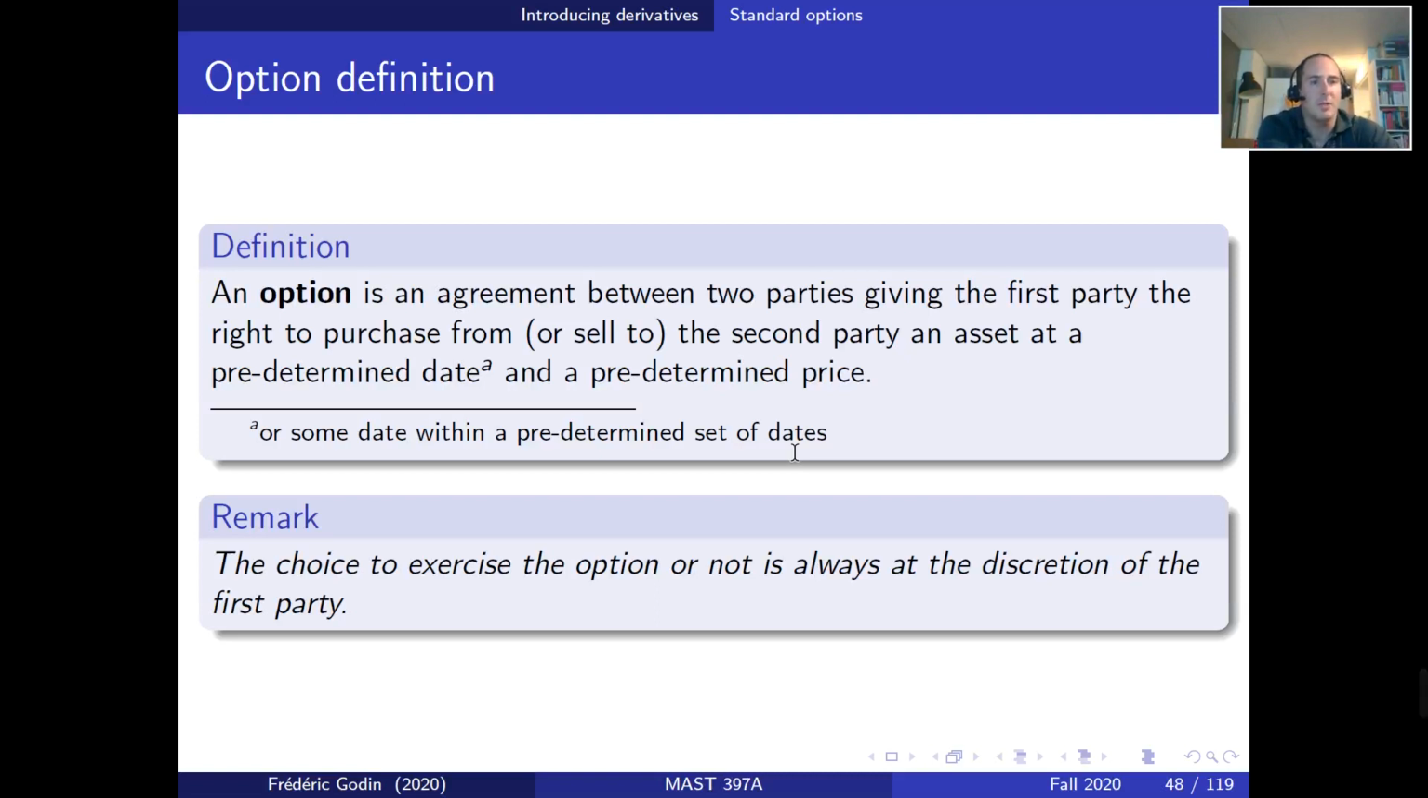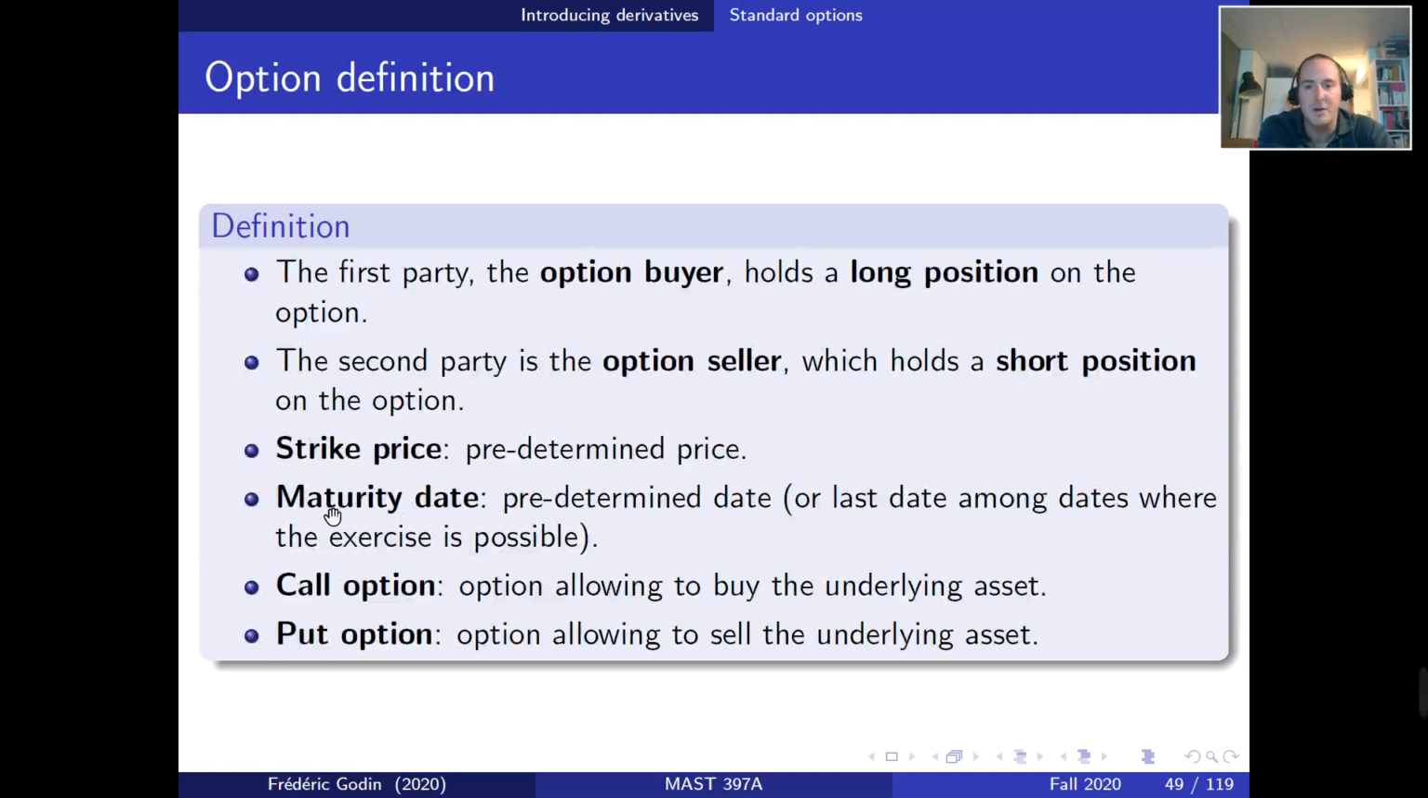Or some other options, they allow for multiple dates. So the option buyer can decide to buy, let's say, at any date until September 1st. In that latter case, it would be a set of possible buying dates instead of a single possible date. Here, if there's a single possible date for the trade, that date is called the maturity.